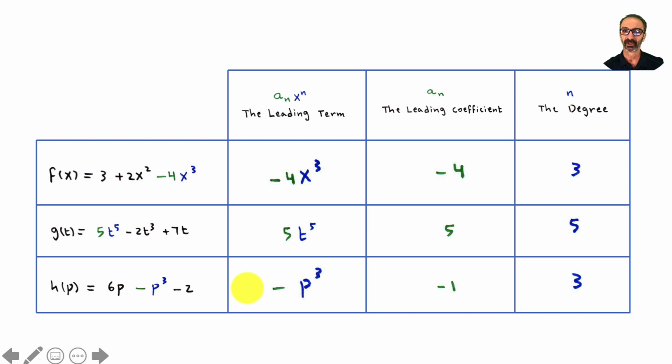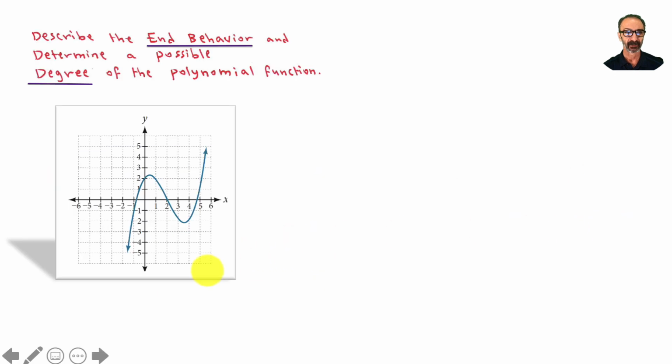Let's move on to a different type of example. Describe the end behavior and determine a possible degree of the polynomial function. Okay, we have to be careful. We have to slow down. So pay attention with me.